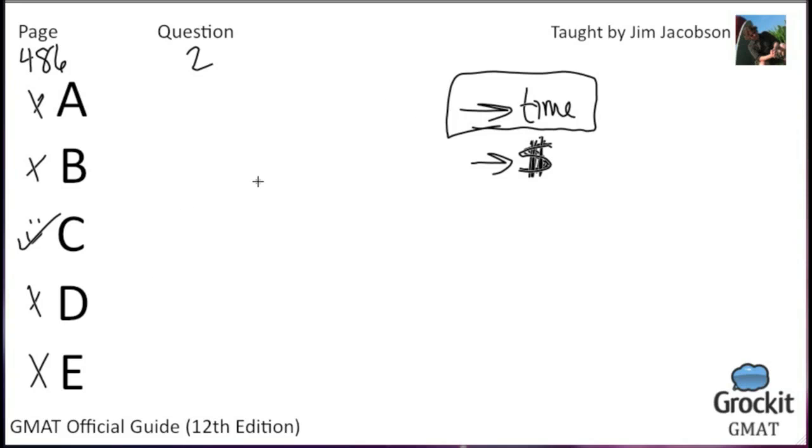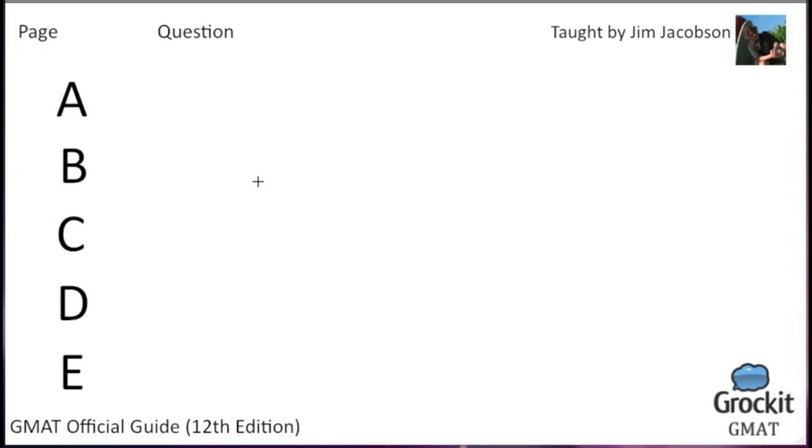C is the only one that deals with the actual question being asked. This is why it's so important to actually do that paraphrasing work of making sure you understand what the actual core of the argument is, so that you can eliminate answer choices that, again, in the real world would be relevant, but are not relevant to the question being asked. All right.